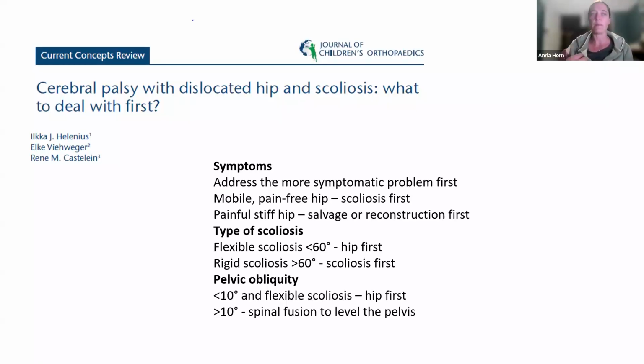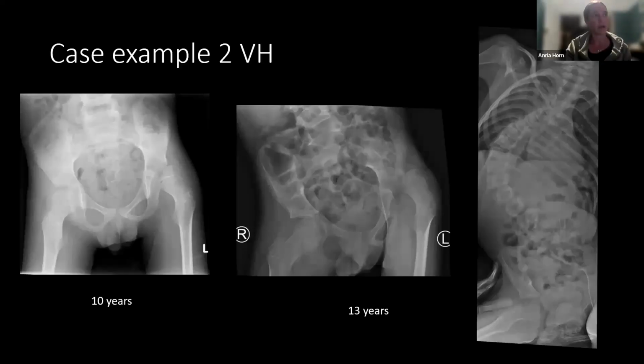And then it also depends on the type of the scoliosis. Is it flexible? Is it rigid? And the pelvic obliquity. So these are just guidelines. If you're looking at a patient, you're thinking, oh, should I do the hip while he waits for his spine? It helps you decide. So this is another example of where things also went horribly wrong.